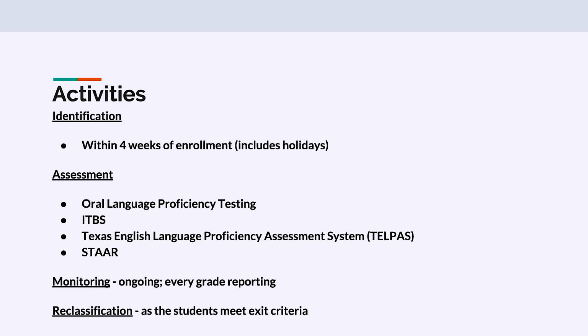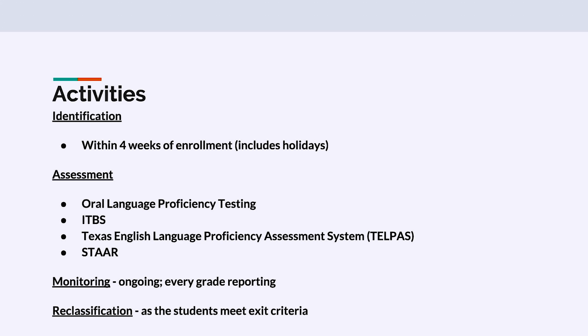Our assessment process is students will receive an oral language proficiency test to determine if they're limited English or not. We also use the ITBS, the TELPAS we use to monitor their progress, and I'll be sharing data on that, and the STAR, and I'll be sharing data on that as well.